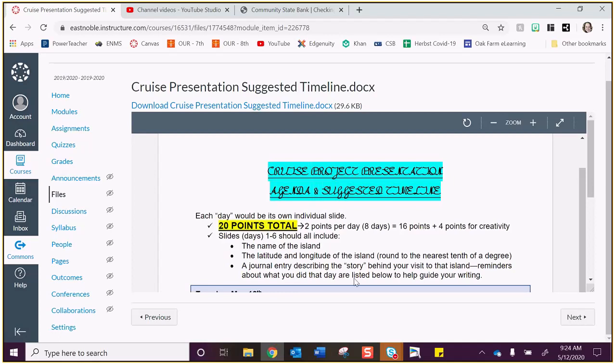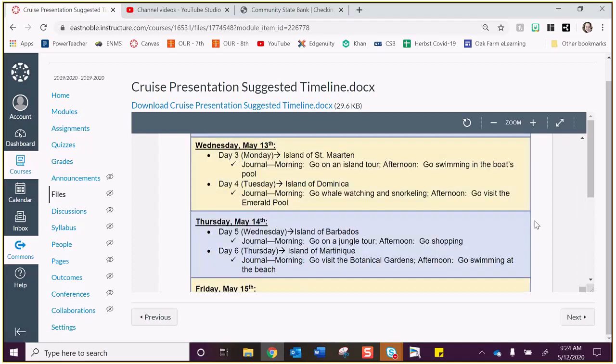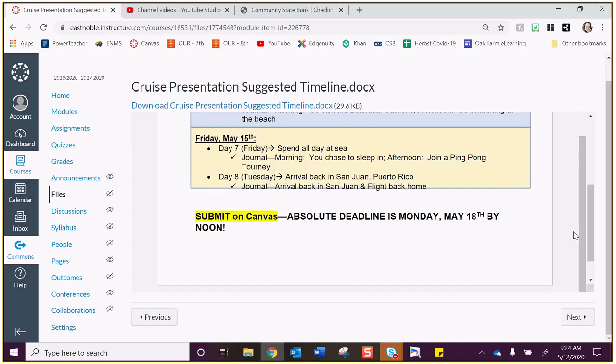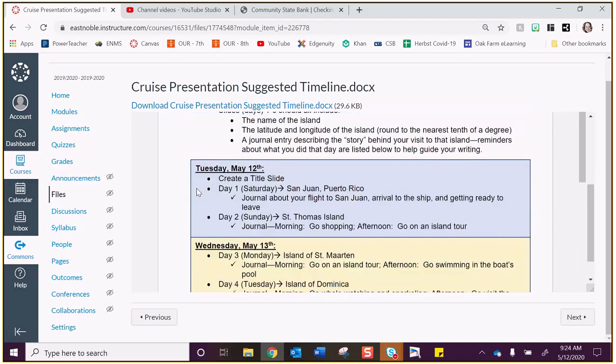Okay, this information was on the last image, so I'm not going to go over that again. I'm just going to scroll down. You can see it's broken down into Tuesday, Wednesday, Thursday, and Friday. On Tuesday, that's today, we want you first to create your title slide. That shouldn't take but a few minutes, but also be creative with it, right?